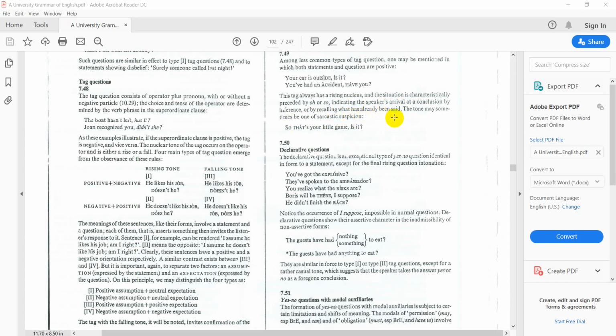The tone may sometimes be one of sarcastic suspicion. Sarcastic suspicion. So that's your little game, is it? It is sarcastic or mock.